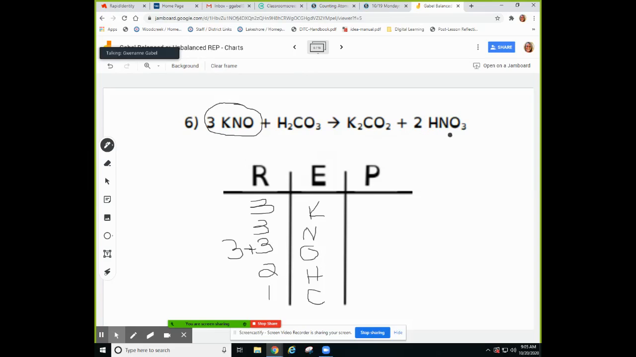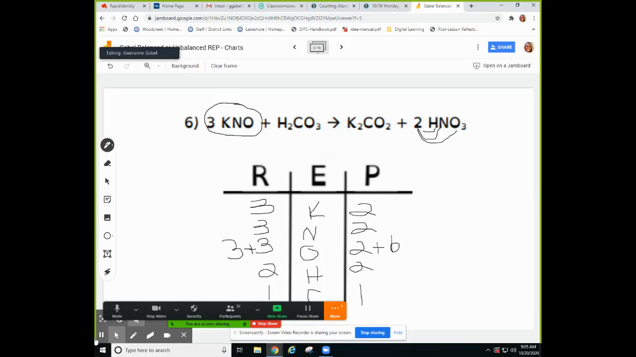Now I'm going to do the same thing, but on the right side for my products. Potassium has 2 atoms. Carbon has 1 atom. Oxygen has 2 atoms. I have a coefficient, so I need to distribute it to each element. Hydrogen has 2 atoms. Nitrogen has 2 atoms. 2 times 3, oxygen has 6 more atoms on the product side.